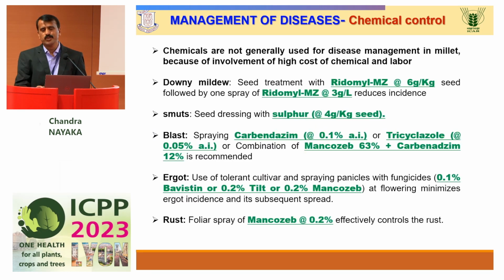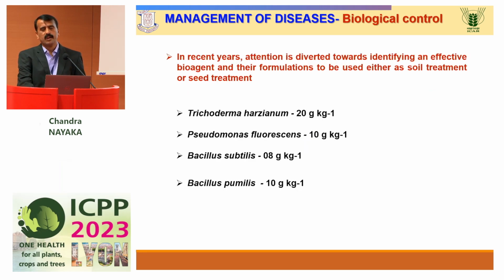We mainly use metalaxyl for management of downy mildew, carbendazim and tricyclazole for blast disease, Bavistin for ergot disease, and mancozeb for rust disease. Apart from that, we are always looking for environment-friendly biologicals like Trichoderma harzianum, Pseudomonas fluorescens and Bacillus subtilis, which are used in different concentrations as seed treatment.